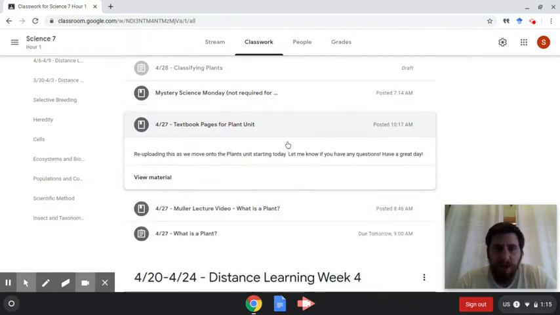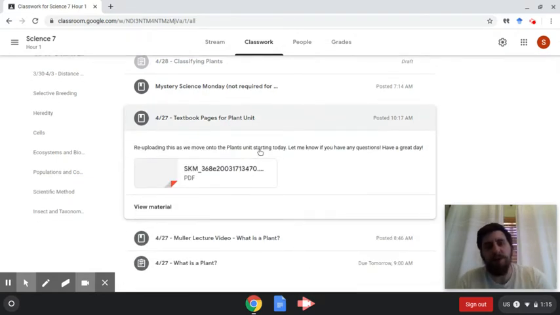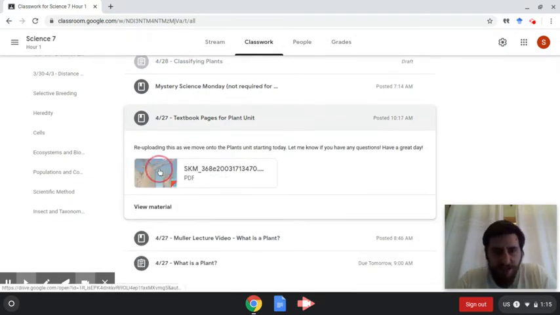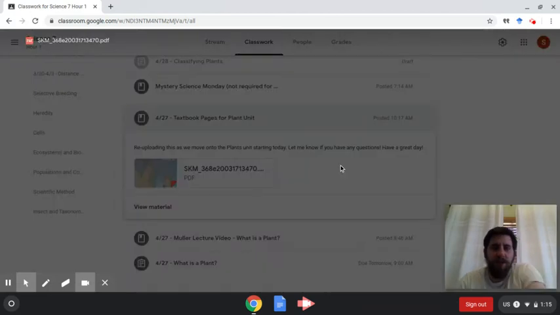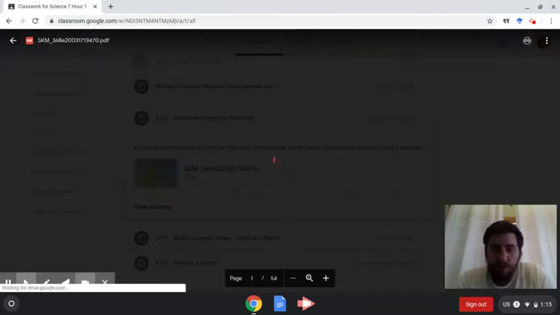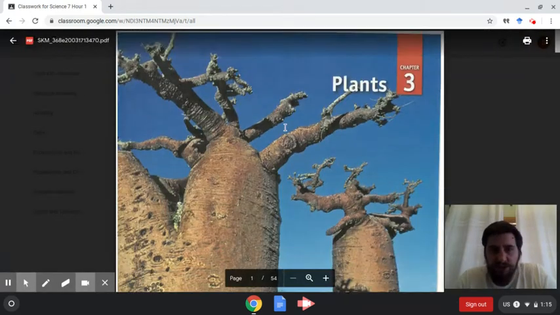Also, just a reminder, I re-uploaded the textbook pages for just the plant unit. I put them in a PDF form. So if you'd like to just do this, you can.